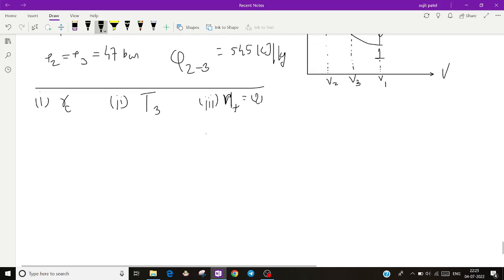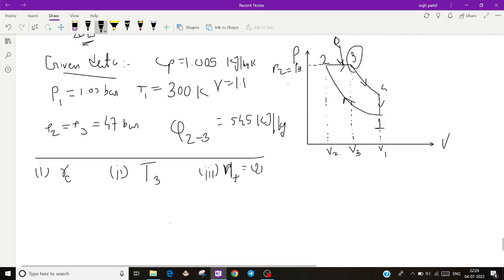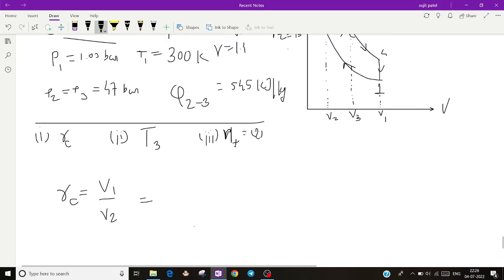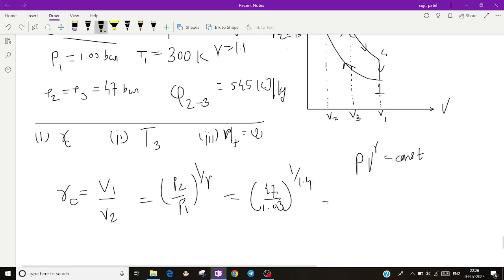Now first of all, we know the compression takes place from 1 to 2. So the compression ratio we can write as V1 by V2, and as it is an adiabatic process from 1 to 2, we can write it as P2 by P1 to the power 1 upon gamma, because we know PV to the power gamma is constant for an adiabatic process. So P2 is 47 divided by the initial pressure 1.03, to the power 1 divided by 1.4. When you solve this, you will get a compression ratio of 15.32.